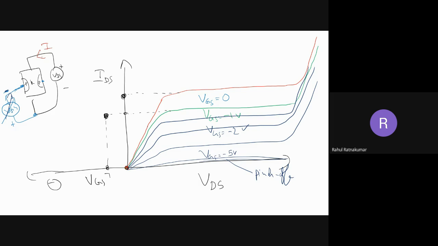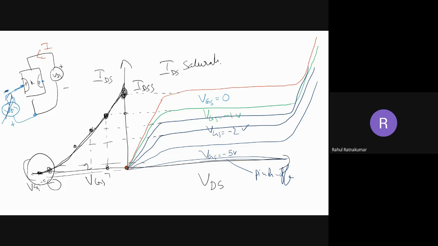Again, VGS is equal to minus 2. This is my minus 2 point, so this is my current. Again this continues like this, till minus 5. I'll get something like this. So you can see this will not be linear, this will be non-linear. This is VGS equal to minus 5, the pinch off voltage. This will be a curve only. But this is IDSS, the saturation current, called IDSS.